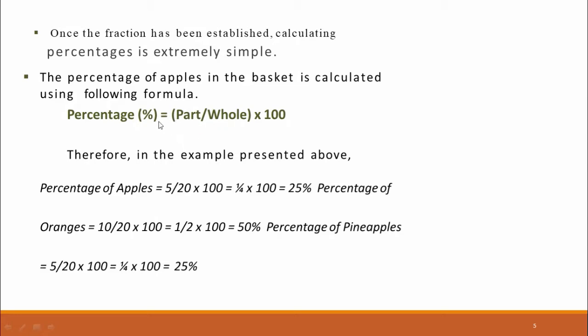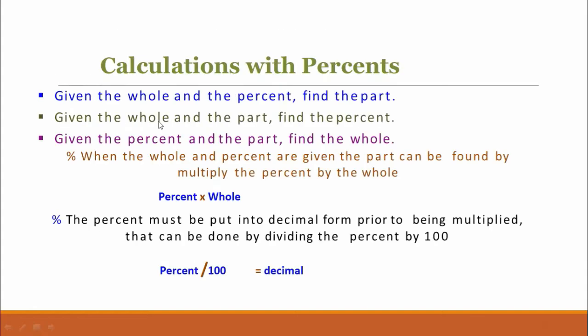So when two of these quantities are given, we can easily find the third unknown quantity. Now, calculation with percents. Given the whole and the percent, find the part. As I have already told you, when whole and percent are given, we can find the part. And when the whole and the part are given, we can find the percent. When the percent and the part are given, we calculate the whole.